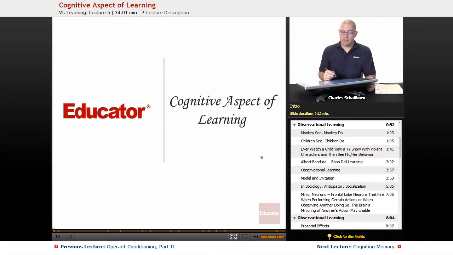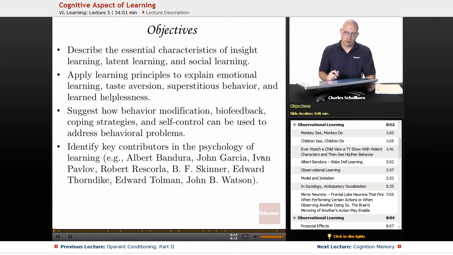We're going to be taking a look now at the cognitive aspect of learning. We've finished classical and operant conditioning. Now we're going to be looking at the cognitive aspect, including social learning theory. So from the AP objectives, we're looking at the essential characteristics of insight learning, latent learning, and social learning.